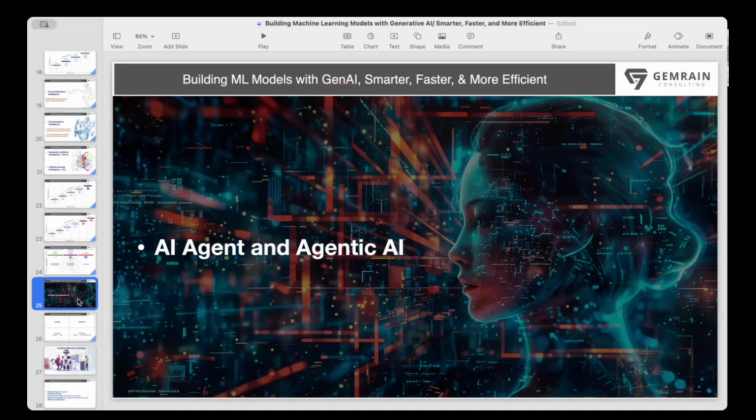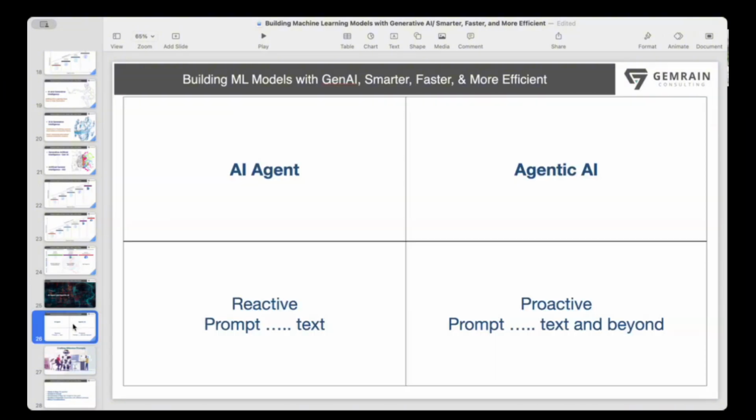Besides that, what I found currently in the market is that everyone is talking about AI agent and agentic AI. How do we understand them in a simple way? AI agents do reactive prompts. Agentic AI does proactive prompts. So what does that mean?